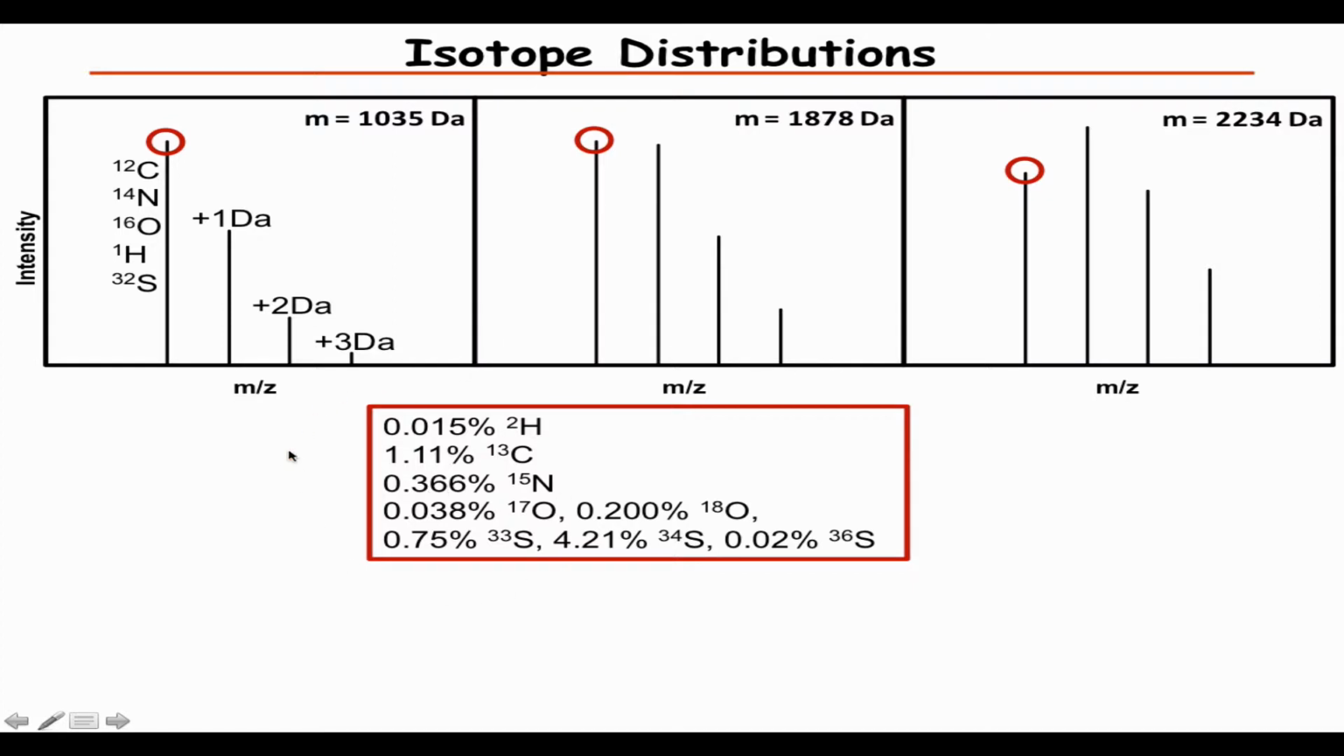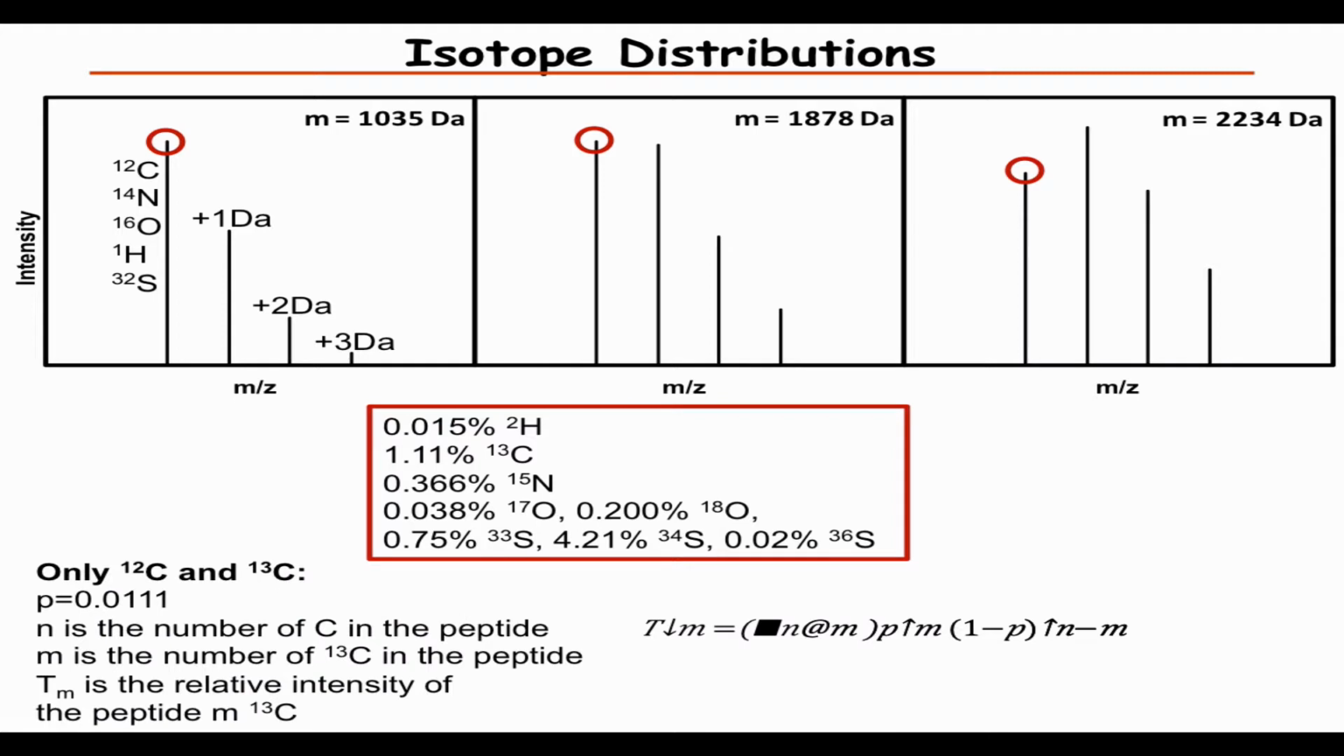Here are the different naturally occurring higher isotopes. We can of course calculate this exactly, but anyway, it doesn't matter. If we just look at carbon-12 and 13, it's a simple binomial distribution that would give us what the ratios are between carbon-12 and carbon-13.